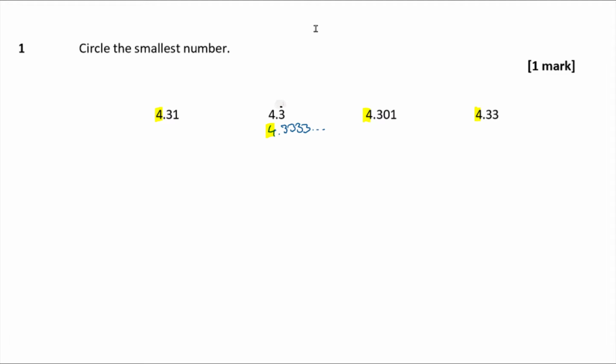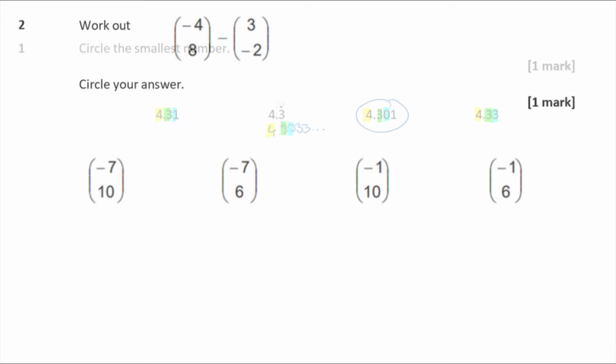Next digit along, in the tenths column, I've got 3/10, 3/10, 3/10, 3/10. So that's all still the same. Next digit along, the hundredths digit, I've got 1 hundredth, 3 hundredths, 0 hundredths, and 3 hundredths. So I can see straight away that that one there is going to be my smallest number. It's 4.301.